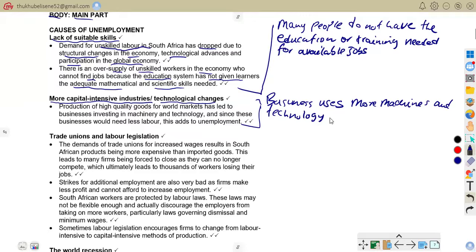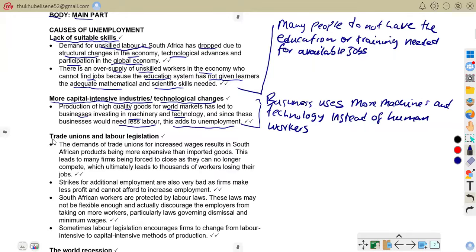Technology instead of human workers. So that's what it means. Like it says, production of high quality goods for world markets has led to business investing in machinery and technology. And since this business would need less labor, this adds to unemployment. Hope we are together on that.